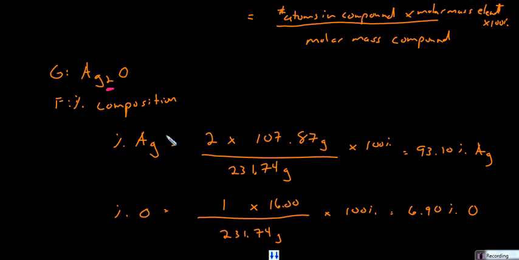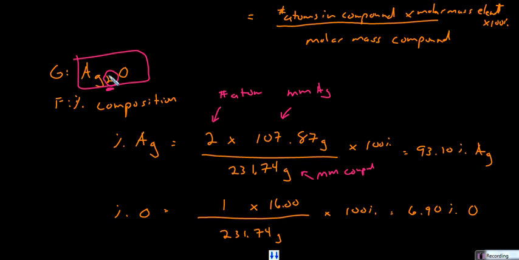Well, the percent silver is going to be that number of silver atoms within silver oxide, 2, times the molar mass of silver, and then divided by the molar mass of the compound. Now, really what you're just presuming is if you have 1 mole of this entire compound, you have 2 moles of silver. So this should give you 93.10% silver.